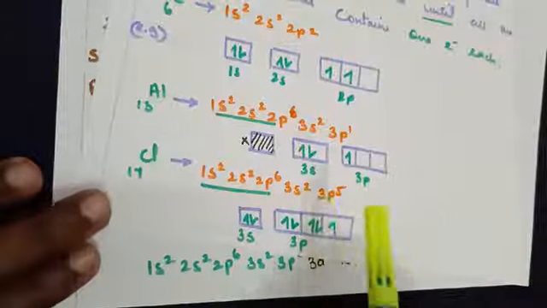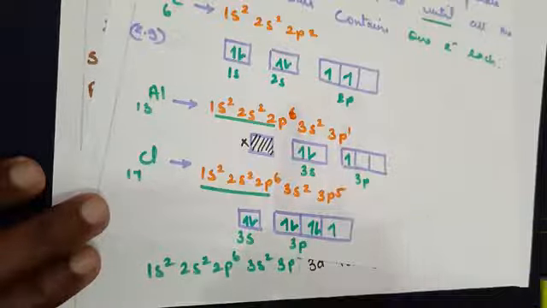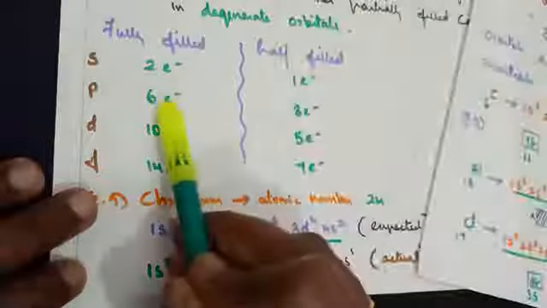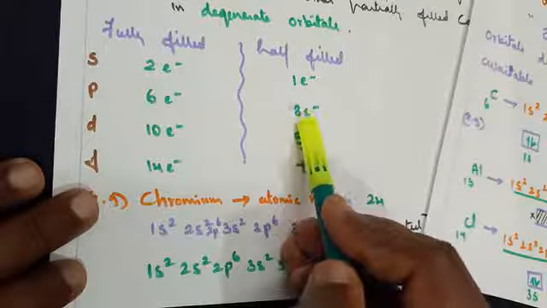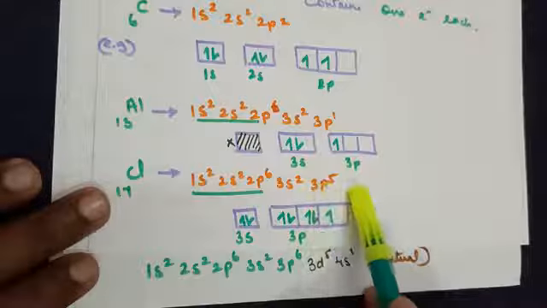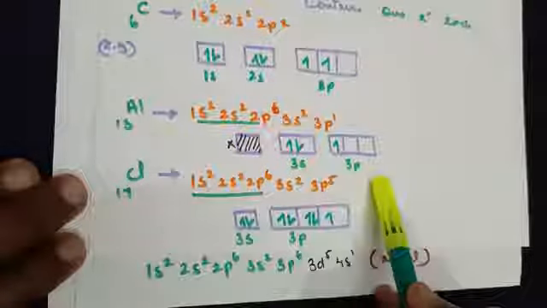When it comes to chlorine, you have 3p5. To say they are stable, it should be either completely filled or half filled. 5 is neither completely nor half filled, so they are also not stable.